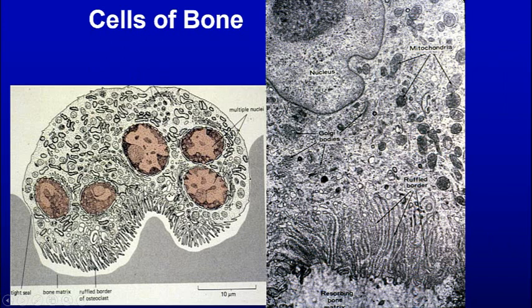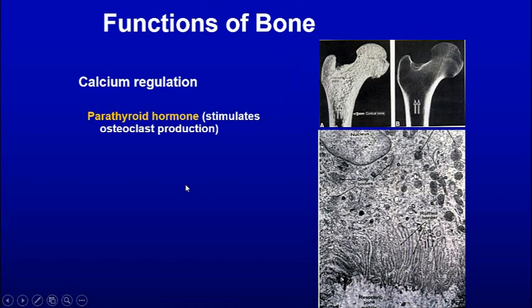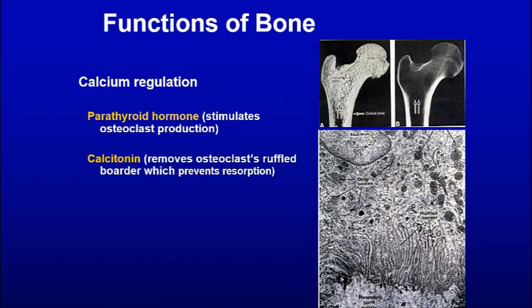Here we can see again the ruffled border on the part of the osteoclast that contacts the bone. Also, the osteoclast can break down cartilage too. If it can break down bone, it can certainly break down cartilage, and that's what it does sometimes. So sometimes this is cartilage on this side of the ruffled border. There are two hormones that regulate it. As we said before, parathyroid hormone stimulates osteoclast production. So you produce more osteoclasts, and that makes bones more porous and frees up calcium.